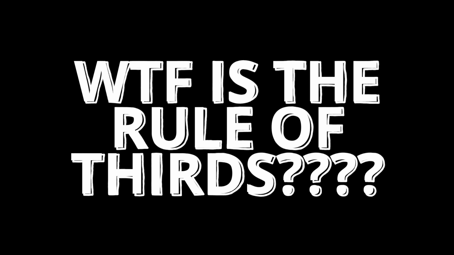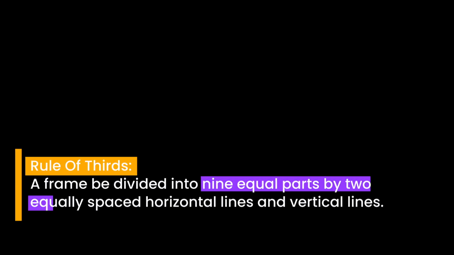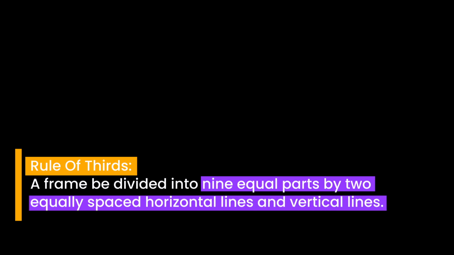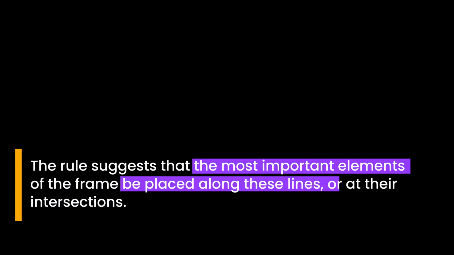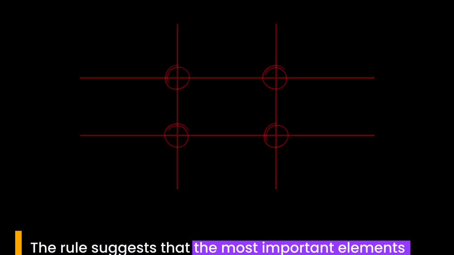So, what is the rule of thirds? The rule of thirds states that a frame be divided into 9 equal parts by 2 equally spaced horizontal lines and vertical lines. The rule suggests that the most important elements of the frame be placed along these lines or at their intersections.